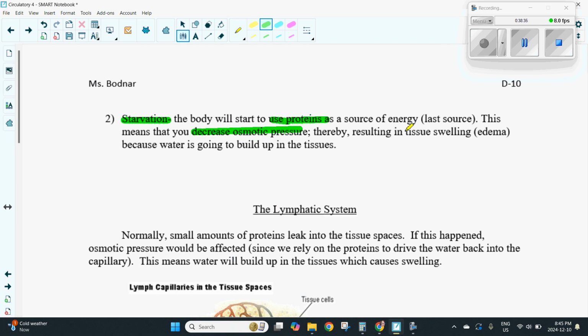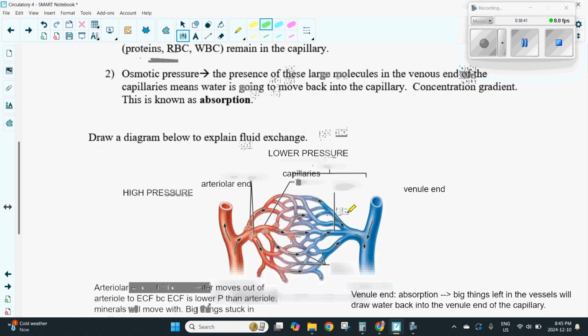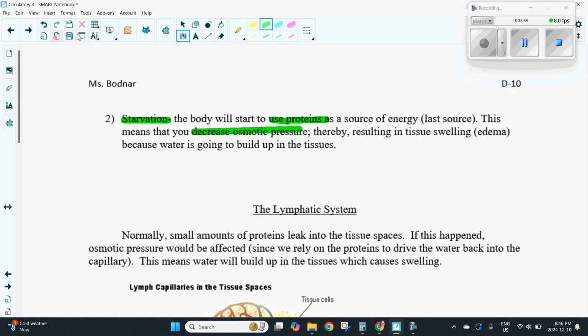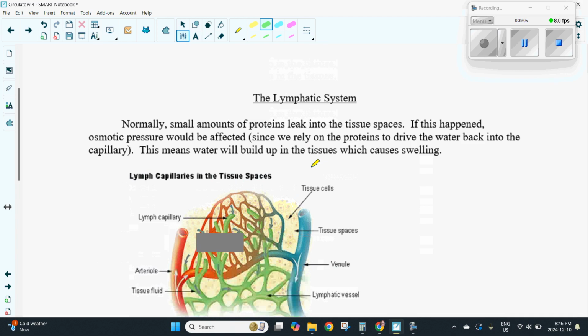And what this means is, if I go back to this diagram over here, the big things are no longer in here, which is what drew the water back in. If you don't have big things in here, the water stays here in the ECF. This then means that your tissues, which is where your ECF is, are going to start swelling. So you'll be very puffy, for example, and this is known as edema. Because water is building in this body.